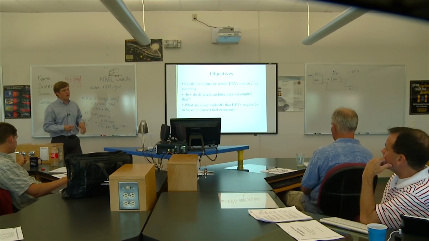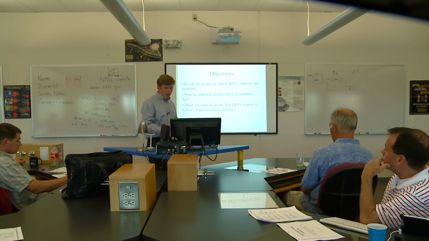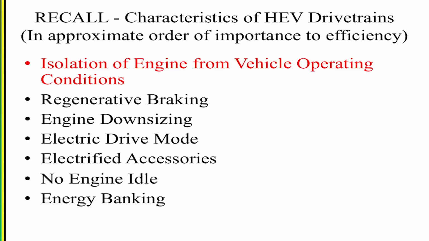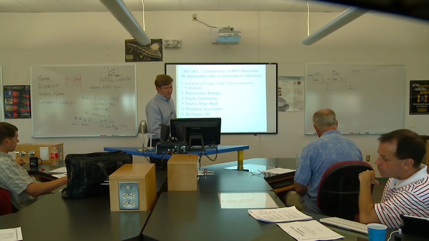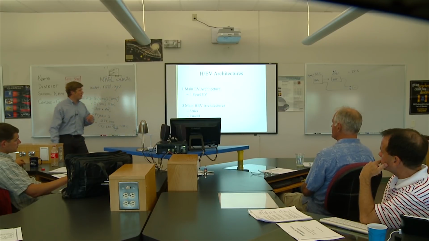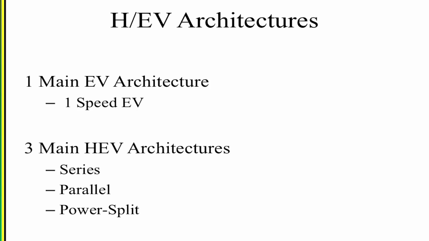There are always trade-offs, and so we've got to understand what those trade-offs are that they make in order to achieve fuel economy. So we talked about the characteristics of hybrid electric vehicle drivelines that can lead to efficiency: this isolation of engine, regen braking, engine downsize, electric drive mode, accessories, engine idle, energy banking, those sorts of things. We'll talk first of all about electric vehicle architectures, and then there are basically three main hybrid electric vehicle architectures, of which you saw close to two out there.